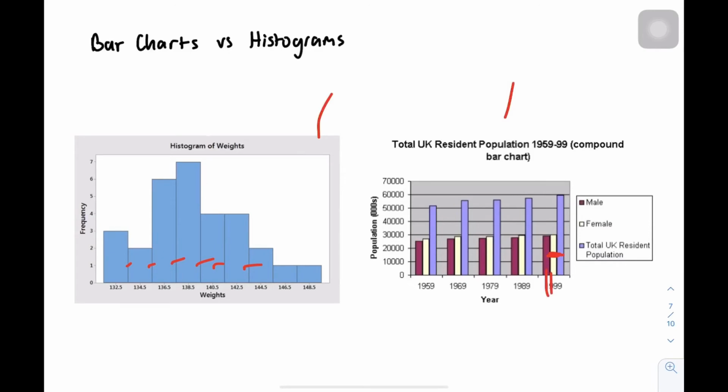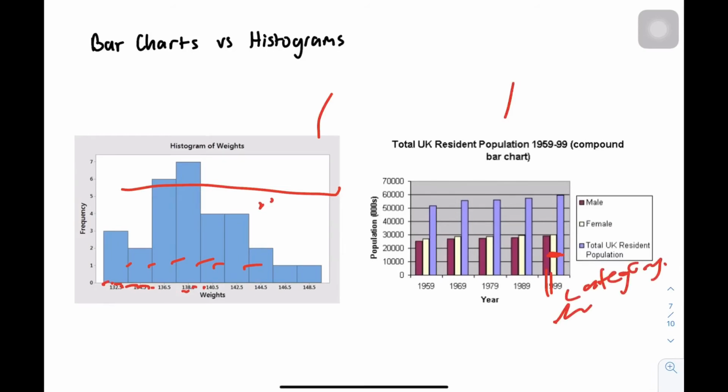This isn't data on a linear scale. This is data that's continuing. The frequency changes, but every single point is a data point. It's not in this case. This is very much based on category. So yes, we have the difference between a bar chart and a histogram.